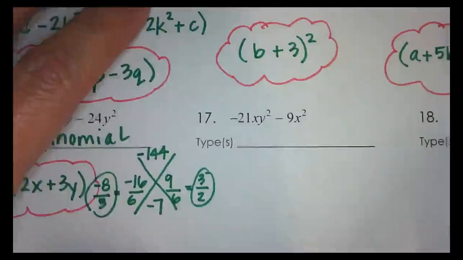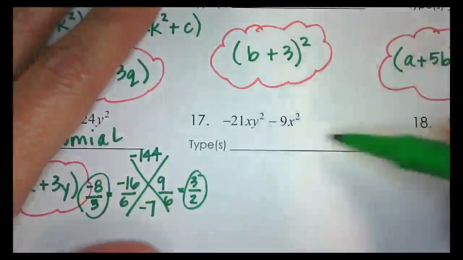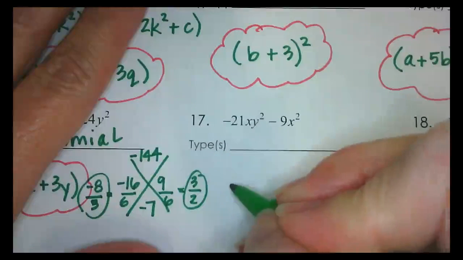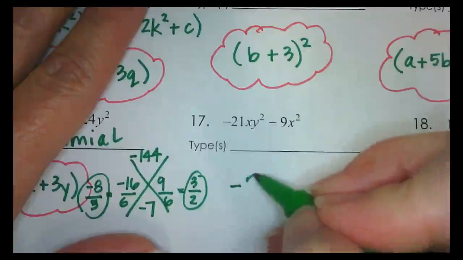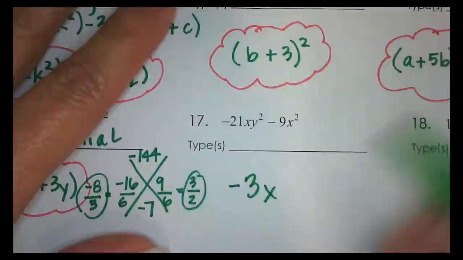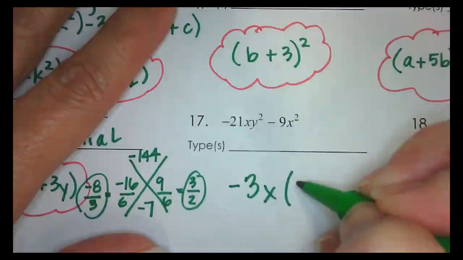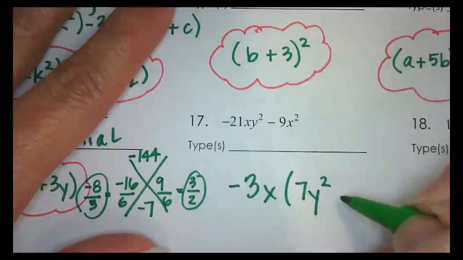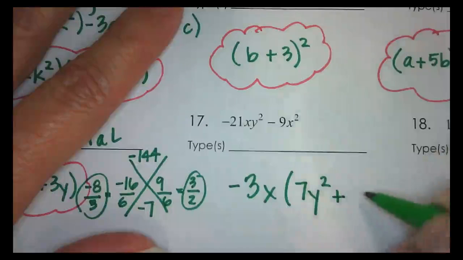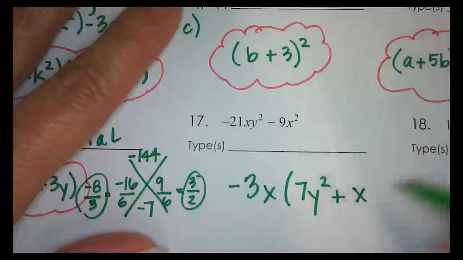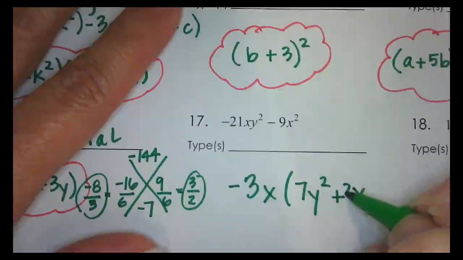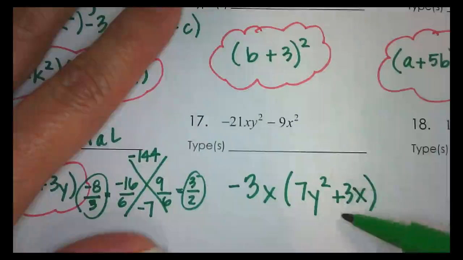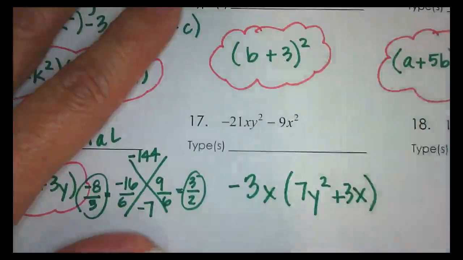All right. Number 17. So first thing I want to look for is GCF. Both of these can be divided by negative 3x. If I take that out, it looks like 7y squared plus x. Oh, sorry, 3x. Yikes. When I look at this, I can't factor that anymore, so I'm done.